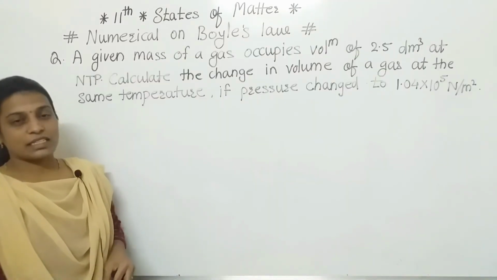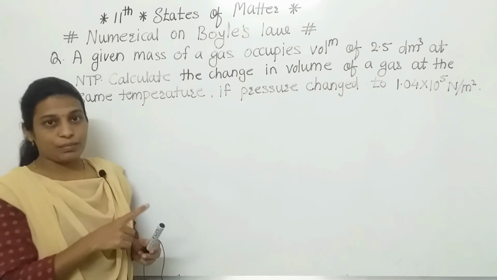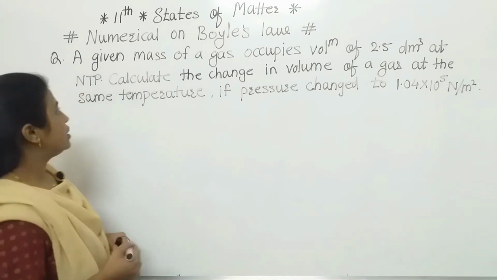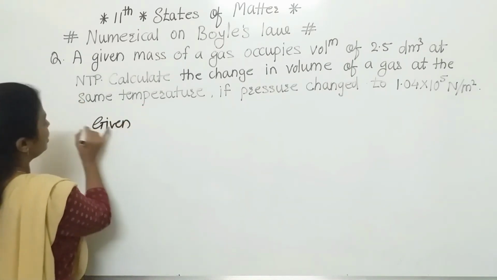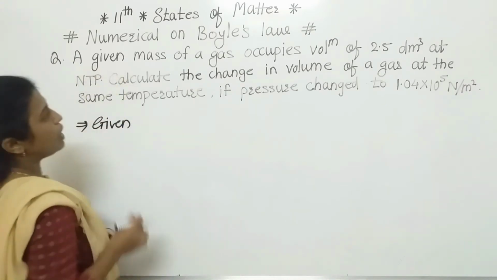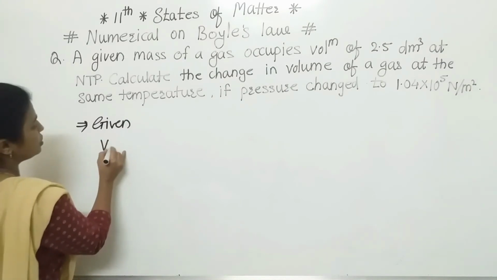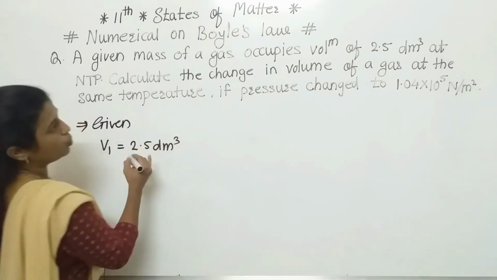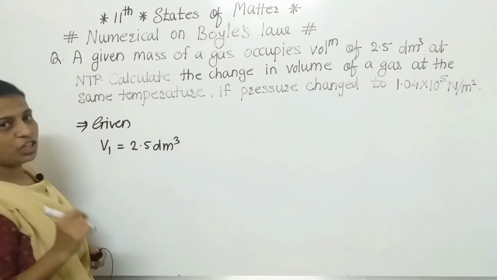This is the last example, but after that I will write one example for you people, meaning you have to solve this numerical. Now see what the numerical is. Firstly, we start with the given data. A given mass of a gas occupies a volume, that is V1, of 2.5 decimeter cube at NTP. NTP means normal temperature pressure.